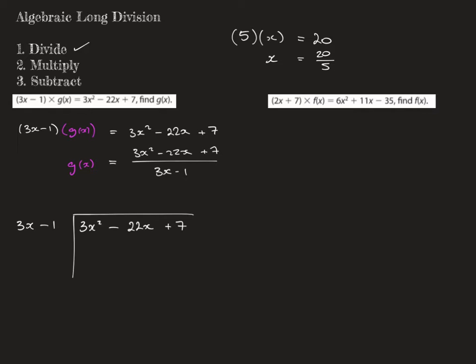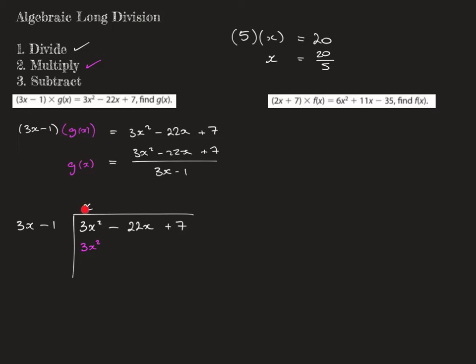Okay, so we'll start off by doing the divide. I need to see how many times 3x will divide into 3x squared. And the answer there is going to be x times. And just to verify that, 3x times x gives you 3x squared. Our second step there is to do multiplication. So we're going to multiply. What I'm looking at now is 3x multiplied by x, which gives me 3x squared. So I write that in there underneath.